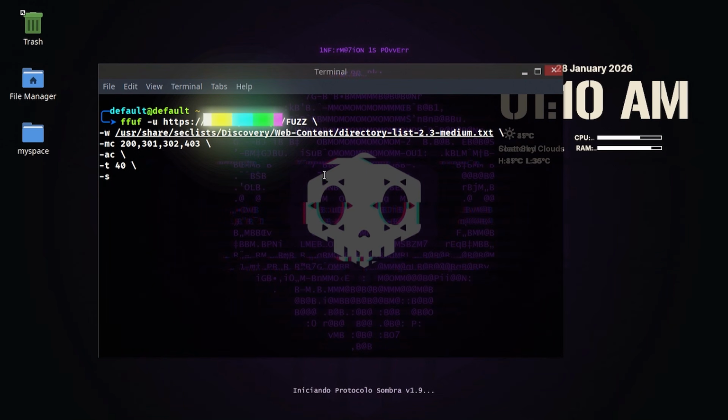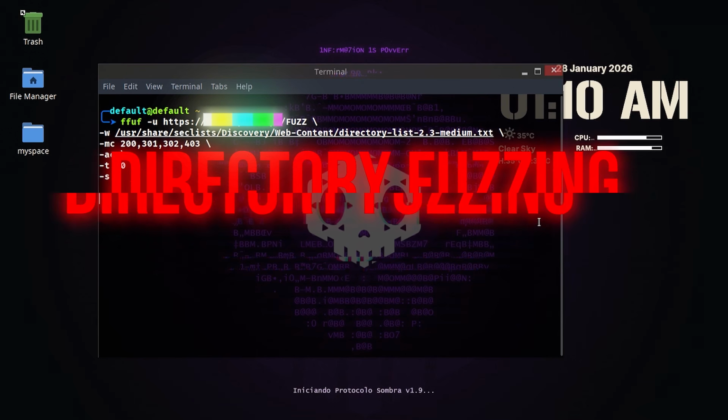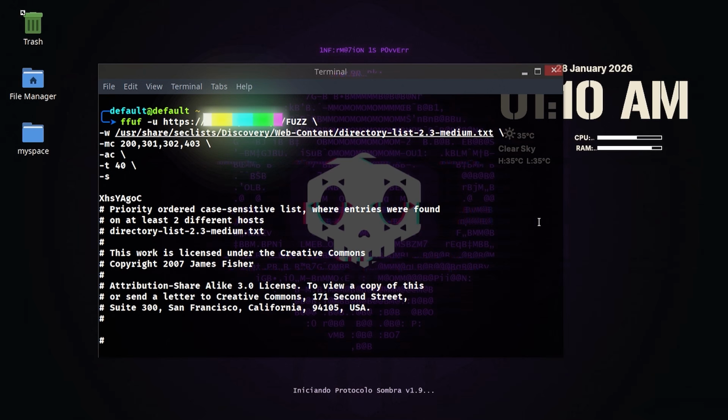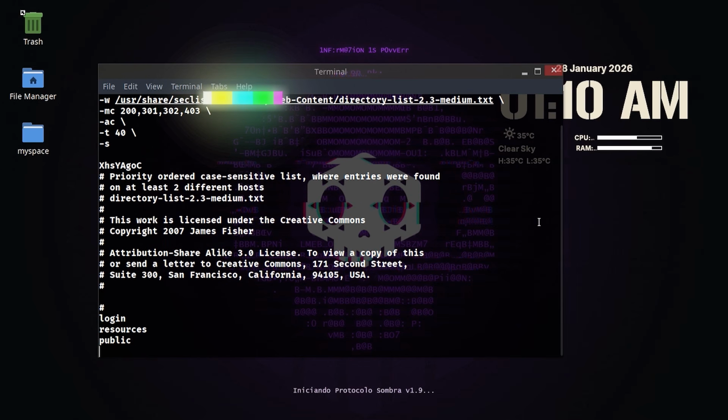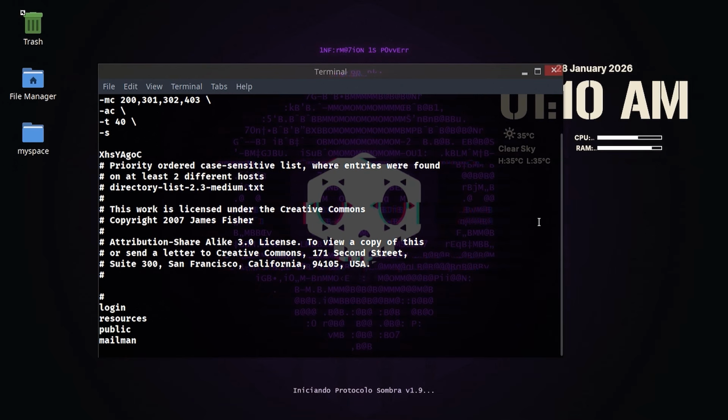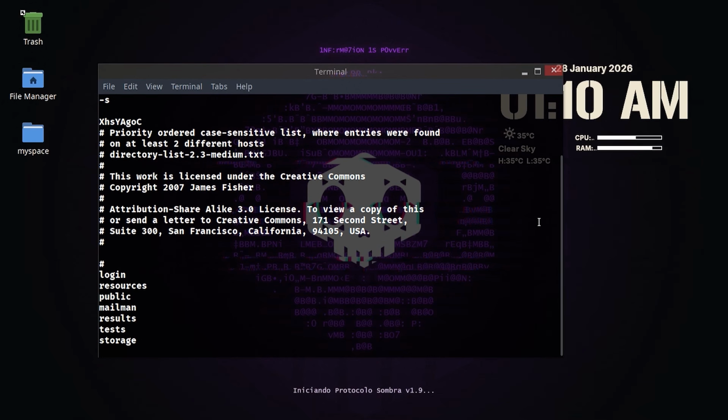After identifying the services, the next step is discovering hidden directories and files. These are paths that are not linked publicly, but still exist on the server. For this, I use a technique called directory fuzzing. It automates the process of testing thousands of possible paths. I use a directory fuzzing tool with a word list to automate this entire process.